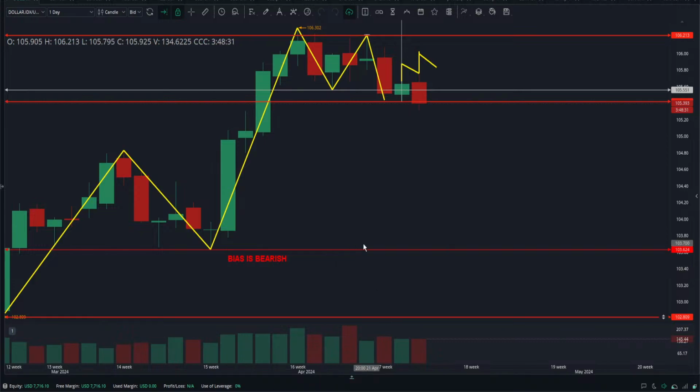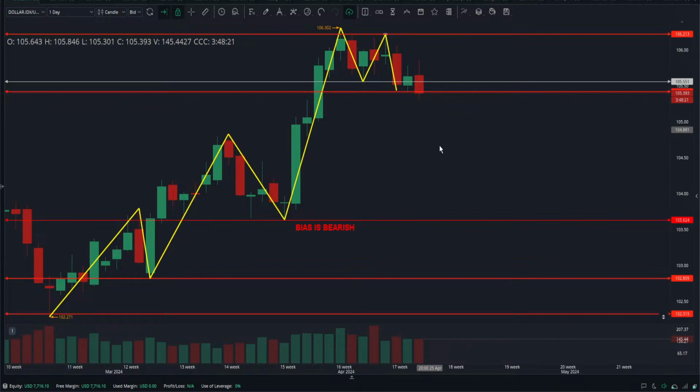Now I will quickly run through the resistance and support areas that may be of interest in the coming time, so that you can mark them on your charts. In reality, these levels do not need any explanation. They are very much self-evident.